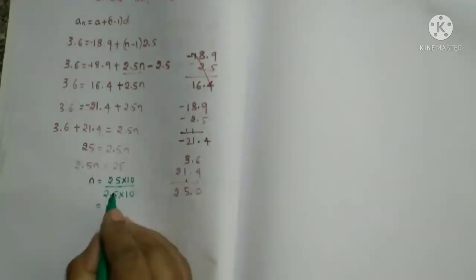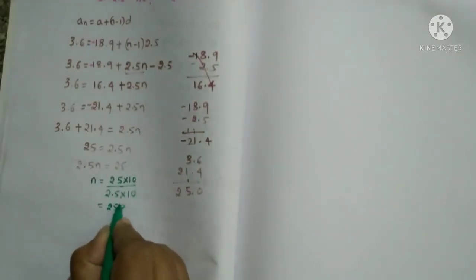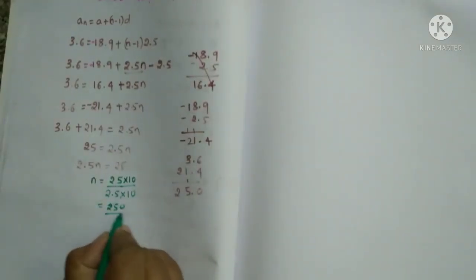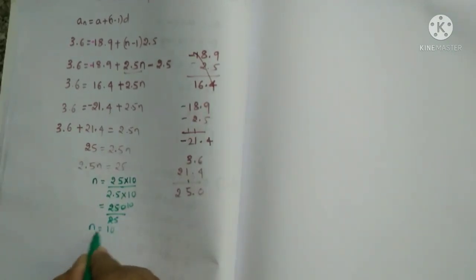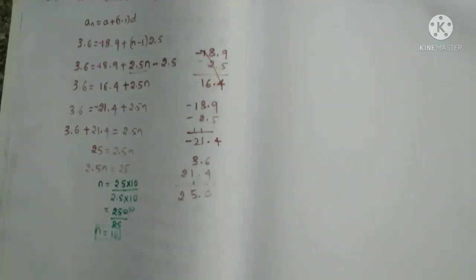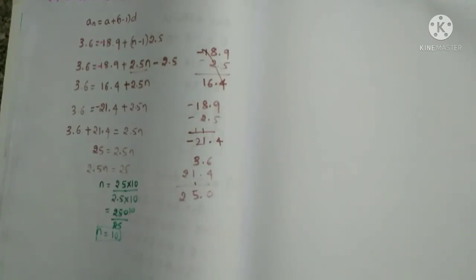If you don't know directly, you just do like this. 25 into 10 is 250, divided by 2.5 into 10, which is 25. So 25 ones are 25, 25 tens are 250. So the n value is 10, you are going to get it. They told to find the n value, no? So n we will get as 10 there.